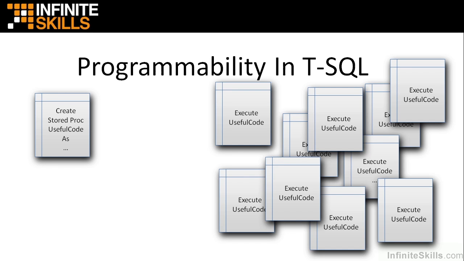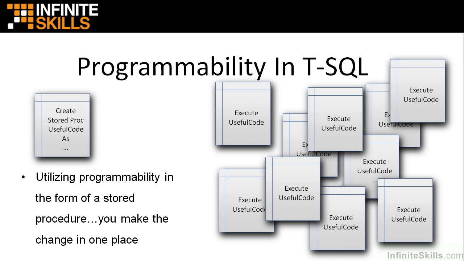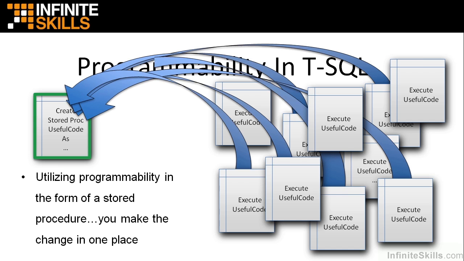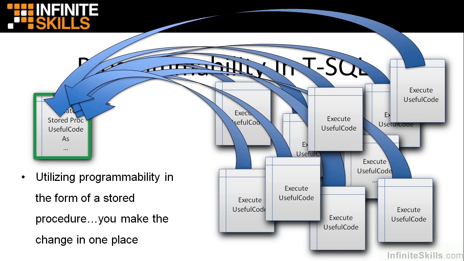Let's talk about how we can solve this from a programmability standpoint. We could create a stored procedure. When I create a stored procedure, I'm going to take all this really useful code, these 60 lines, and encapsulate it as a stored procedure called useful code. If I need to execute this useful code, I just call execute useful code from that code. My stored procedure gets called from code wherever it's needed. But notice everybody is calling the exact same code. Now it's consistent. Now it's all in one place.